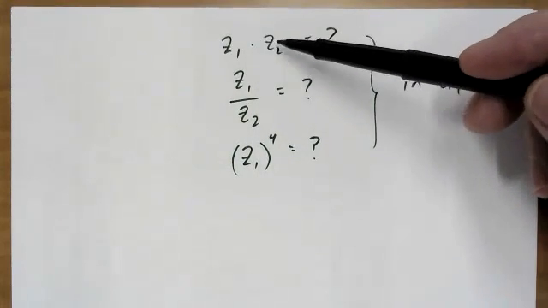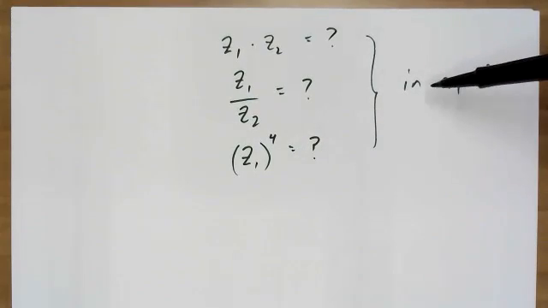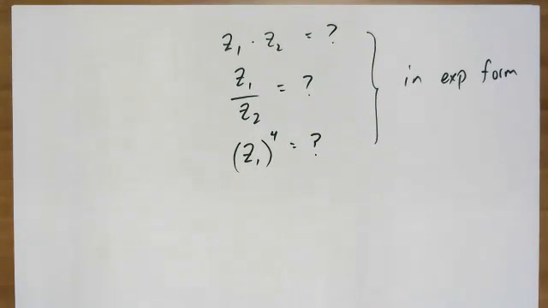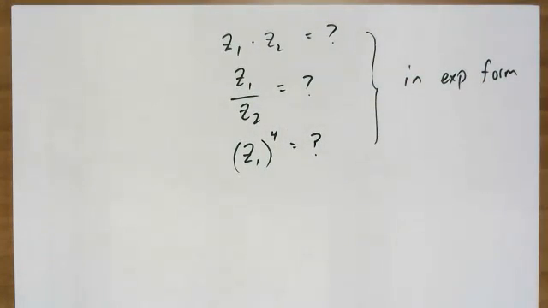If these complex numbers are in polar or rectangular form, it's a lot messier, but if they're in exponential form... So a lot of times what we're going to do, and we'll do some examples in a minute, if we're given two vectors and they are originally in rectangular or even polar form, the first thing we're going to do is convert the vectors into the exponential form. Because once we put them in the exponential form, these operations become very straightforward.